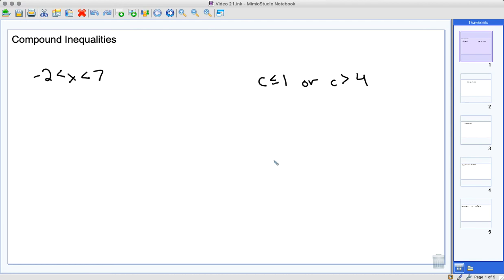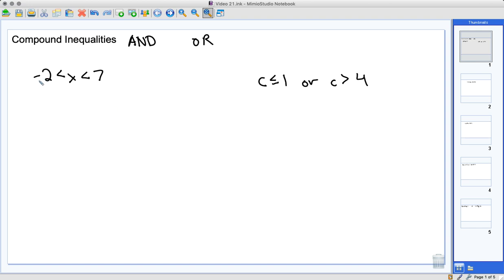All right, so this lesson is going to take our solving inequalities just one step further. Now we're going to talk about compound inequalities. These are "and" or "or" problems. I've given you two examples of what your answers will look like at the very end of these problems. We're going to talk about how to graph them first.